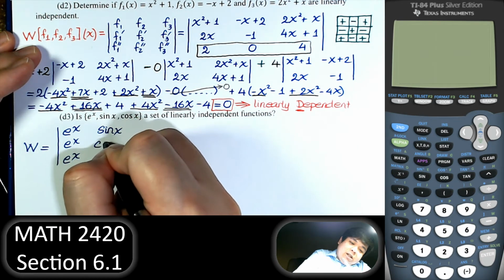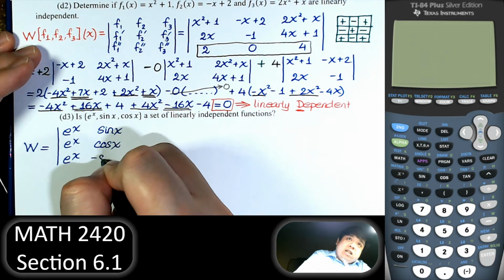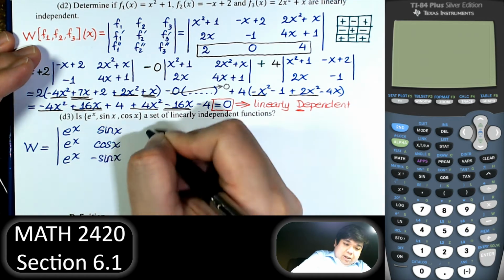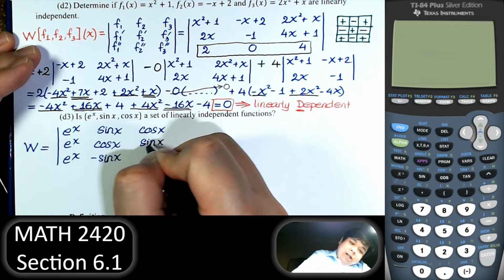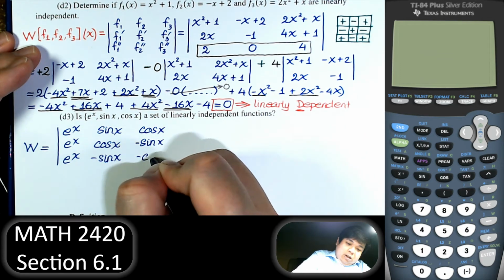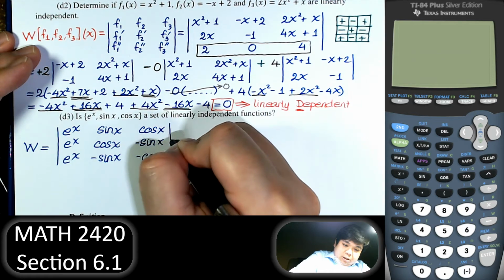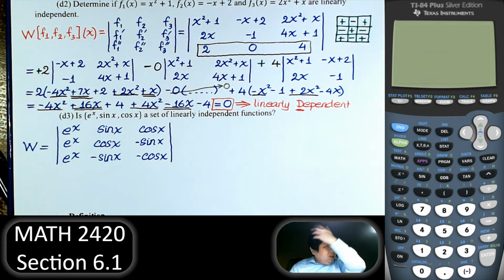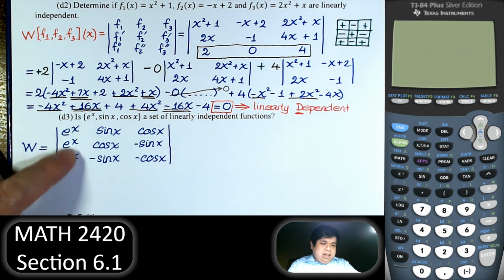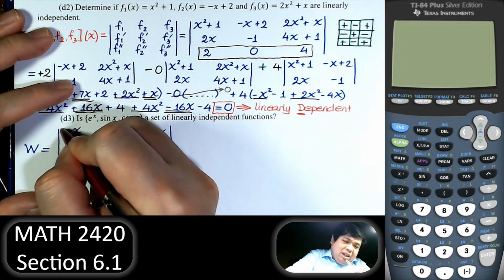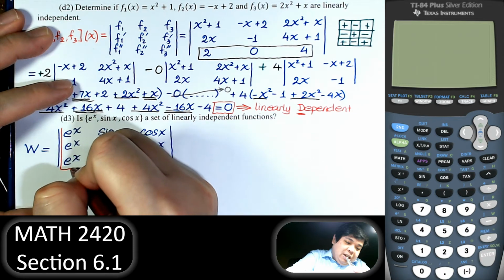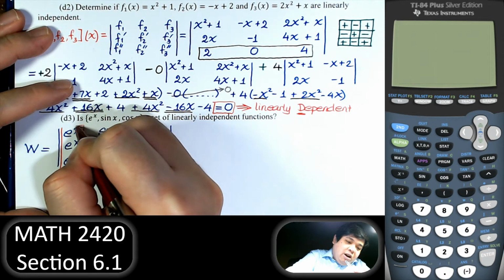Derivative of sine x is cosine x. Derivative of cosine is negative sine. And then we have cosine, negative sine, and negative cosine. Right. We can pick any row or any column. Since all of them have e to the x, and none of them 0, it's difficult to choose the row or column. But of course we can choose anything, right? And we choose the first column here.